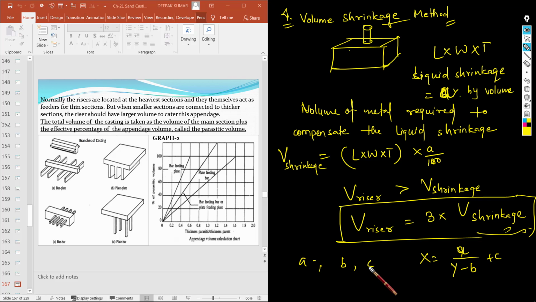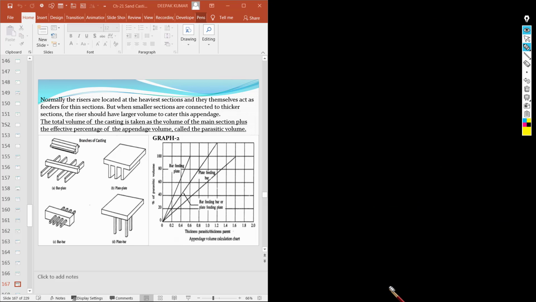But in case if a shape factor, any information about shape factor, is given, then you are going to use the naval research laboratory method. If shape factor is not given, then at the end you are going to use the modulus method. Clear? So just to note that, the cases are there.